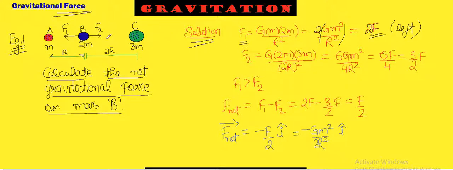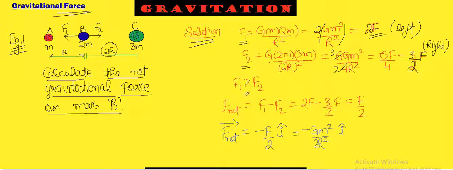The next force F2 due to mass C will be G m1 m2 by r square. Here instead of r I will put 2r because the distance between 2m and 3m is 2r. So G 2m into 3m upon 2r whole square gives 6 by 4, or 3 by 2. Gm square by r square, so I will write it as 3 by 2 F. I know that this force will be towards right.